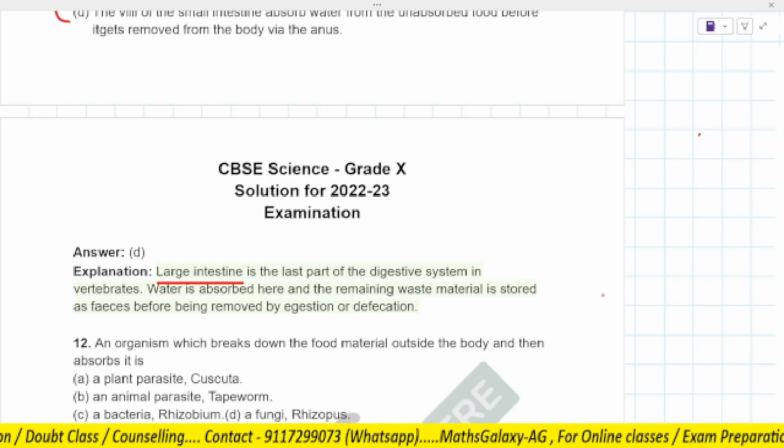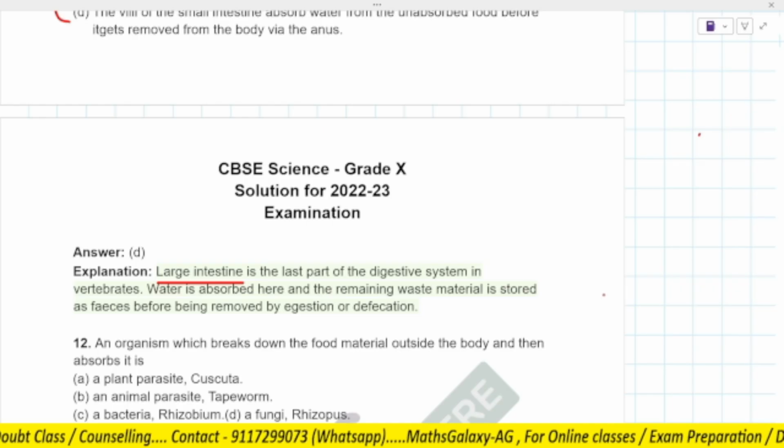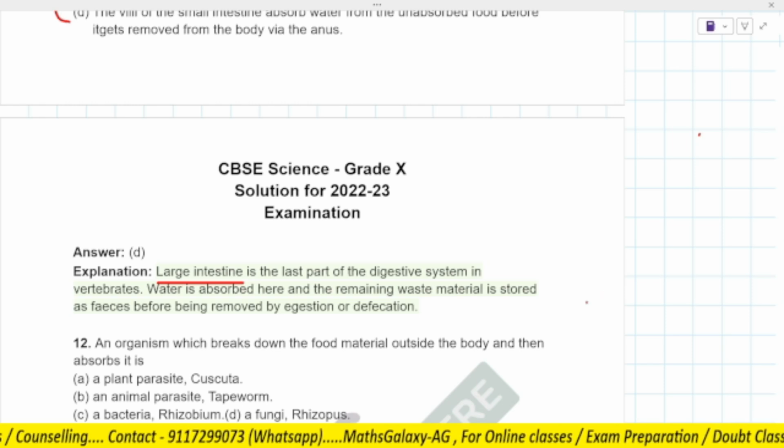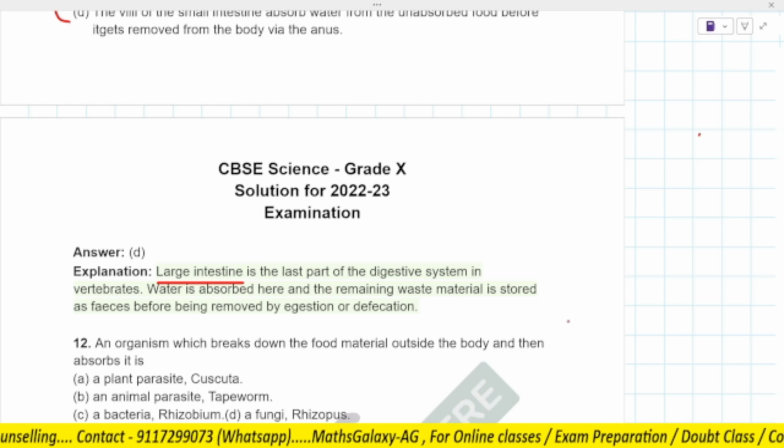I think tapeworm, Cuscuta. I think it should be fungi, no?